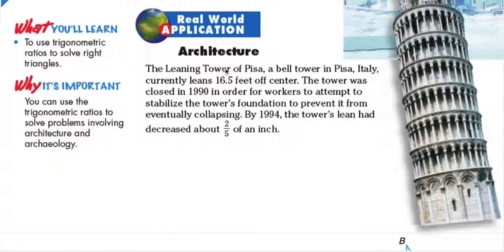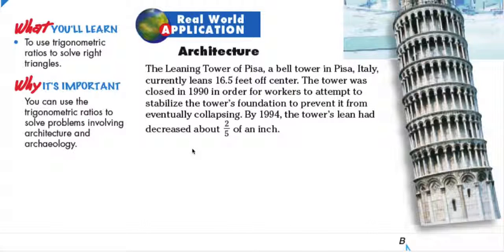The Leaning Tower of Pisa, a bell tower in Pisa, Italy, currently leans 16.5 feet off-center. The tower was closed in 1990 in order for workers to attempt to stabilize the tower's foundation to prevent it from eventually collapsing. By 1994, the tower's lean had decreased about 2/5 of an inch.